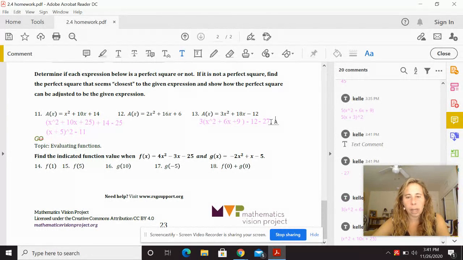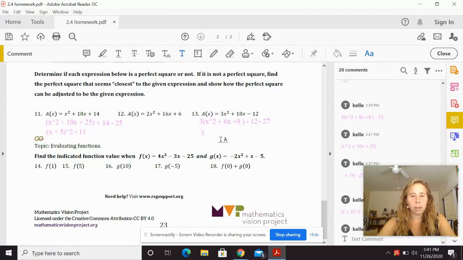All right, so then you could write it 3, and you're going to have x, this is just when you divide this term by 2, x plus 3 quantity squared. Oh, I forgot that. There should be a quantity squared there. And then negative 12 minus 27 is negative 39. So that would be your answer there.